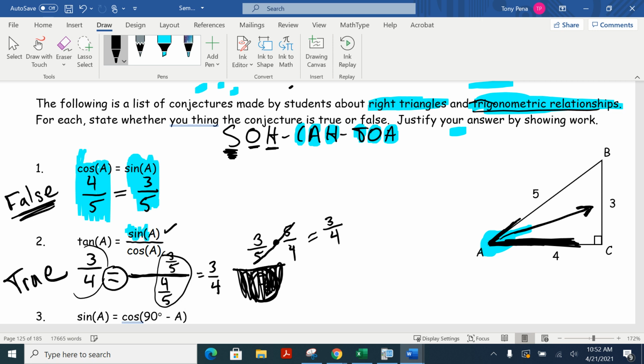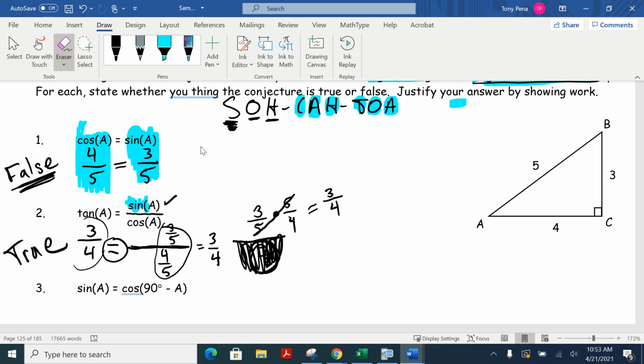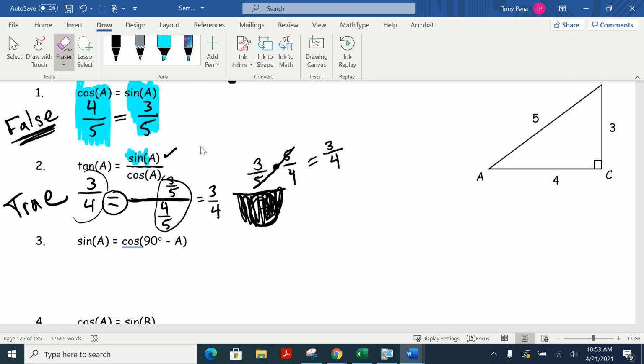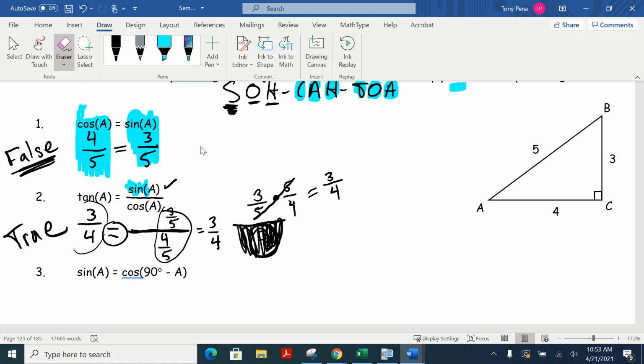All right, so we've had one false, and then we've had one true. All right, the next one is a tricky one. So let's do the sine of angle A first, which we've done already twice. So let me move this up. So the sine is opposite over hypotenuse. We've already found the sine of angle A right here, and that's the same thing that this question is asking. So we know the sine of angle A is 3/5.